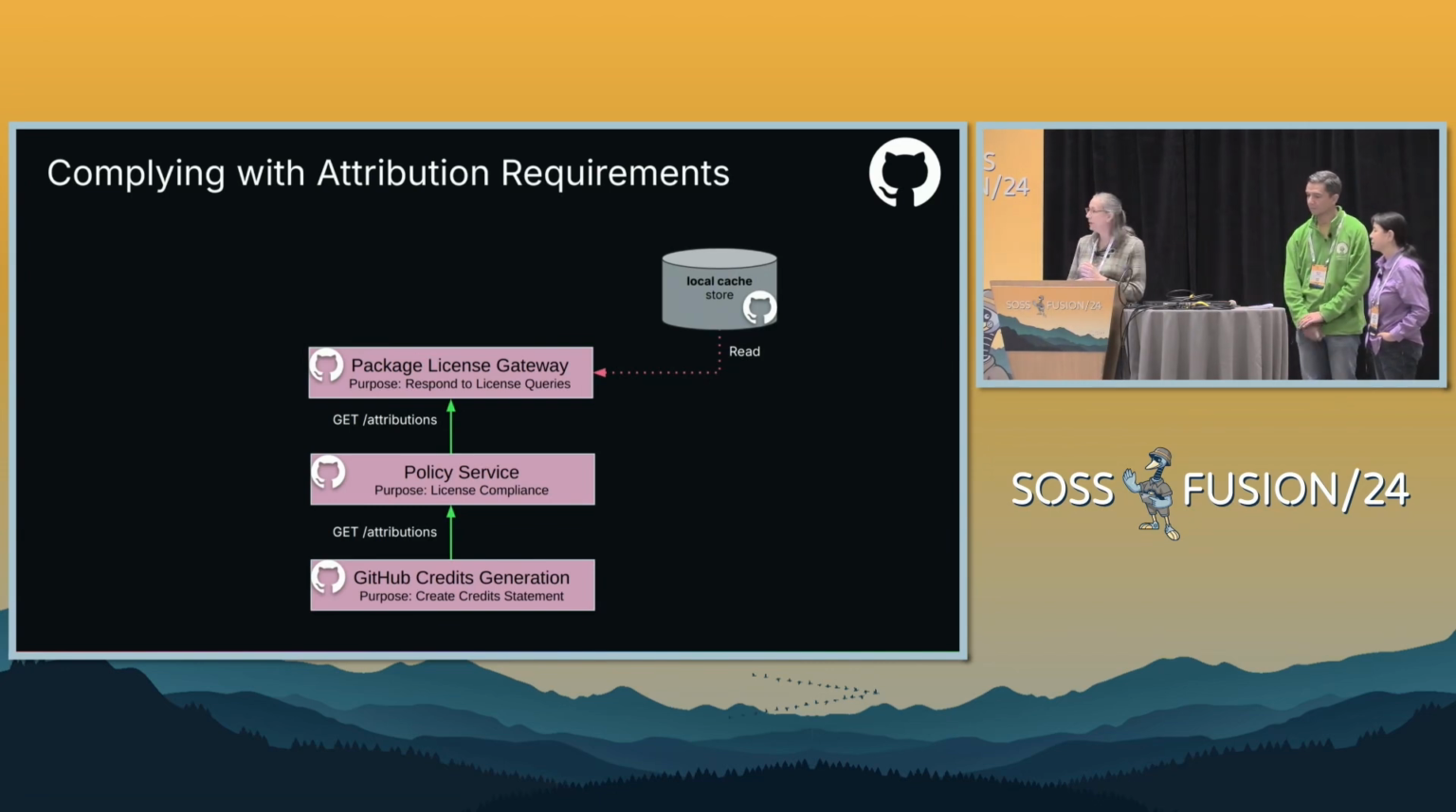And the very last piece is our generation of the attributions. So our policy service just happens to be the one that collates all of that. So it's still at the center of everything. It reaches out to the Package License Gateway to get those attributions out of the cache, just puts them into a JSON format. And then we have a little application at the bottom that turns that into a page that we can display on a website.